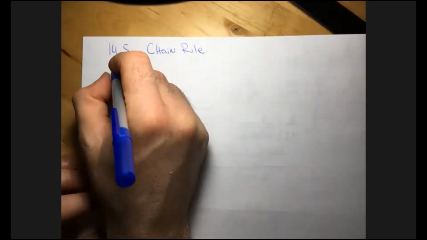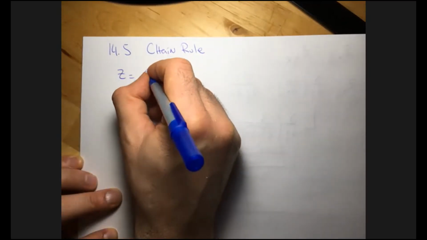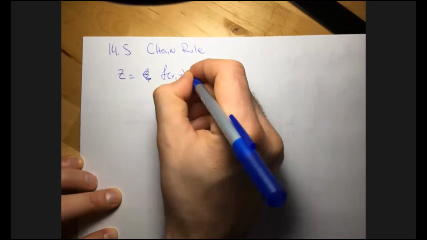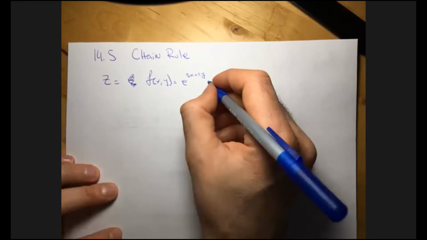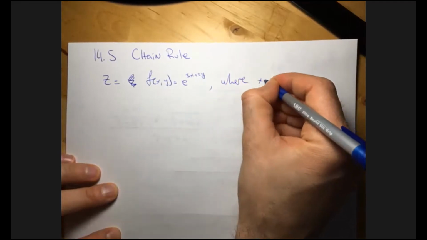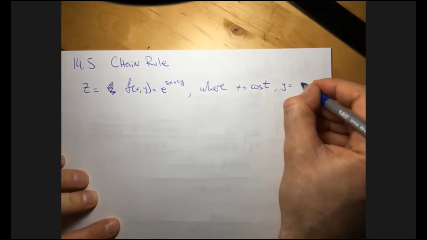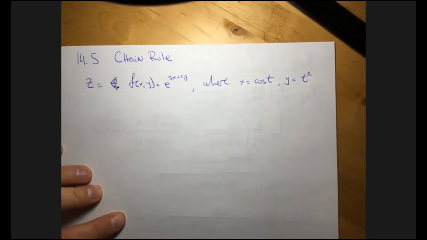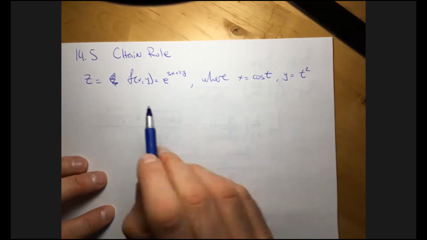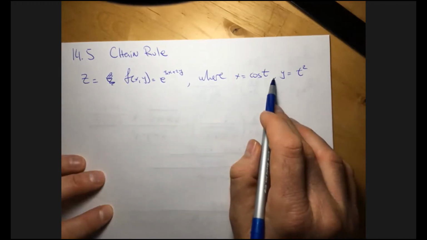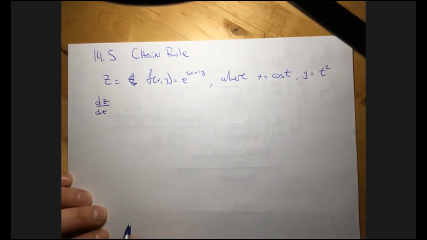Okay, so I have a function z defined in two variables. So f of x y is equal to e to the power 3x plus 2y, where x is equal to cosine of t and y is equal to t squared. So you can see here that ultimately z depends on t. So the question here is, how much is dz dt?